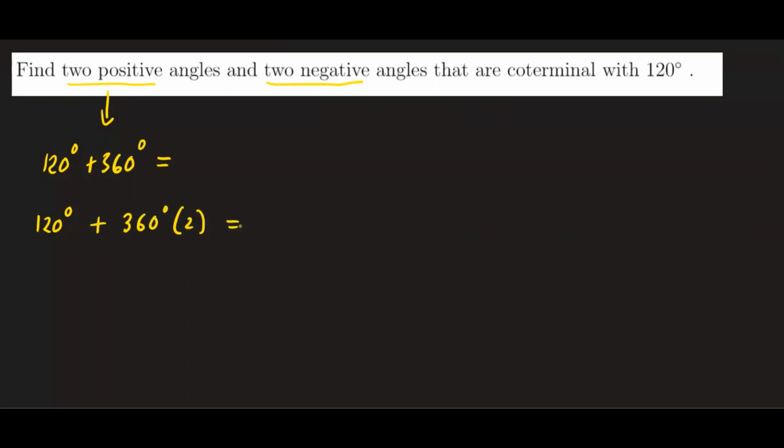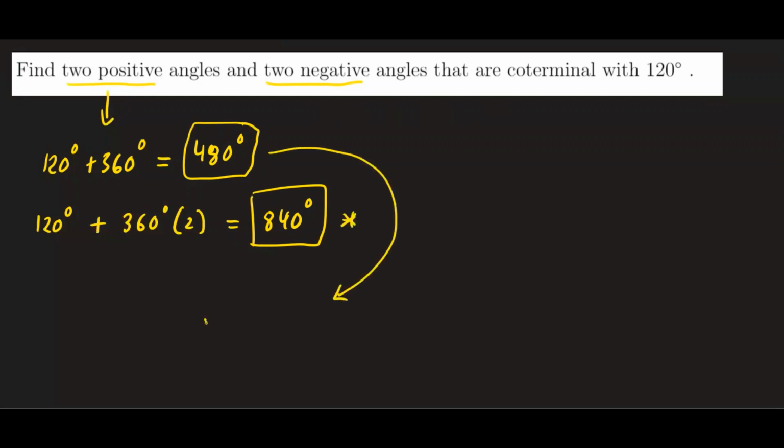Let's find out what these angles are. 120 plus 360 gives us 480 degrees. And if I do 120 plus 360 times 2, that will be 840 degrees. So these two are positive coterminal angles with 120. You could have also gotten this angle by simply taking this value, 480, and going one more cycle of 360. You can just add 360 to it, and that would give you 840.